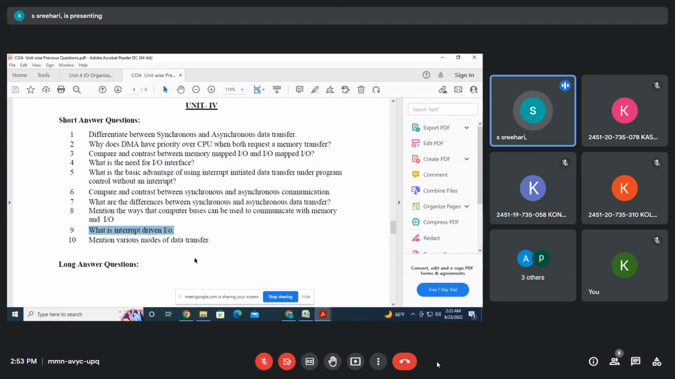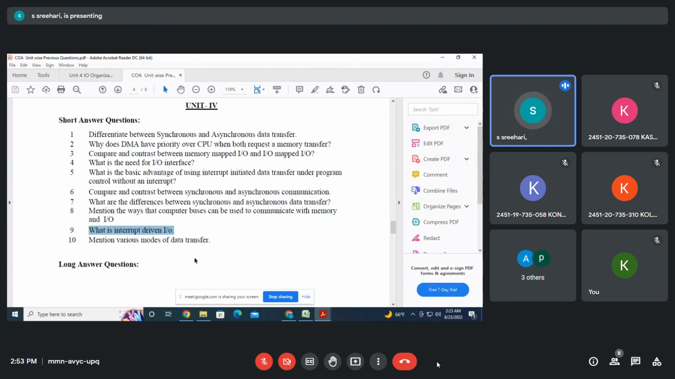This interrupt initiated IO takes the place of your observing of the flag in the programmed IO of your CPU, right? That is going to be wasting the time of your CPU. So instead of watching the flag bit, we are just going to send an interrupt signal once it receives the data from your IO devices. So that's why it is called interrupt initiated IO.